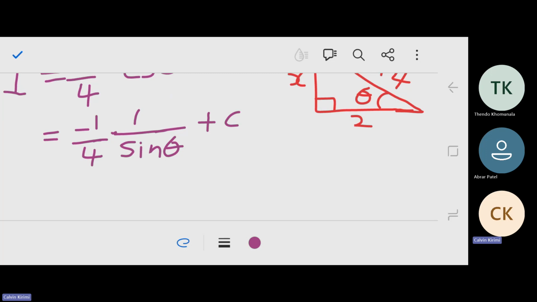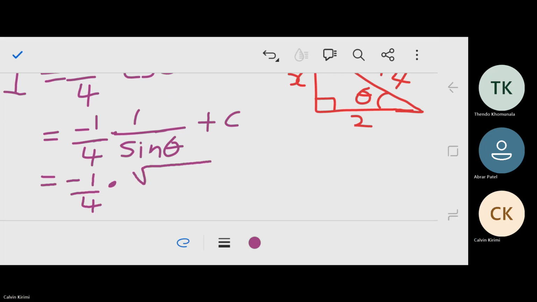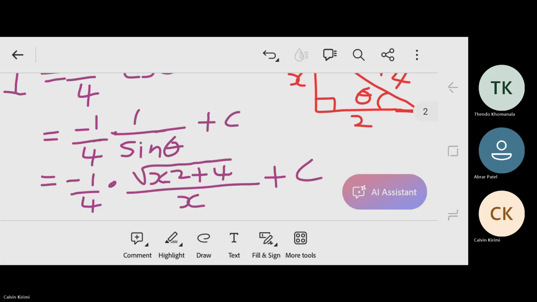So which means 1 over sin theta. So which means it's negative 1 over 4 multiplied by, instead of opposite over hypotenuse, now it will be hypotenuse over the opposite. So it will be root of x squared plus 4 over the opposite side, which is x, plus c. So this is how we integrate using trigonometric substitution.